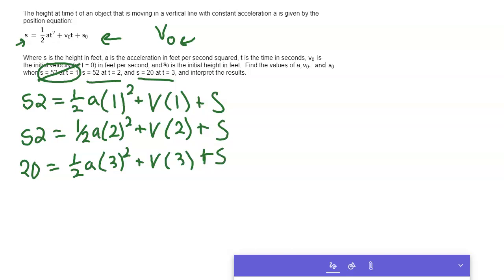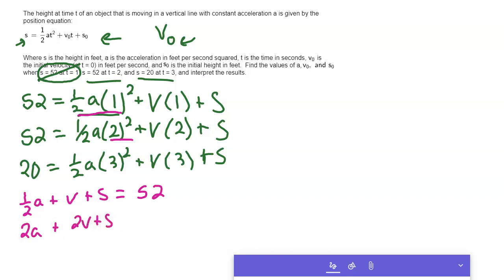And I'm going to rearrange all of these. So to rearrange these, 1/2 times 1, that's just 1/2 a. So you'd have 1/2 a plus v plus s equals 52. That's the first equation. Then your second equation, 4 times 1/2 would be 2, so 2a plus 2v plus s equals 52. And then your third equation, 3 squared is 9 times 1/2 is 4.5, so you'd have 4.5a plus 3v plus s equals 20.